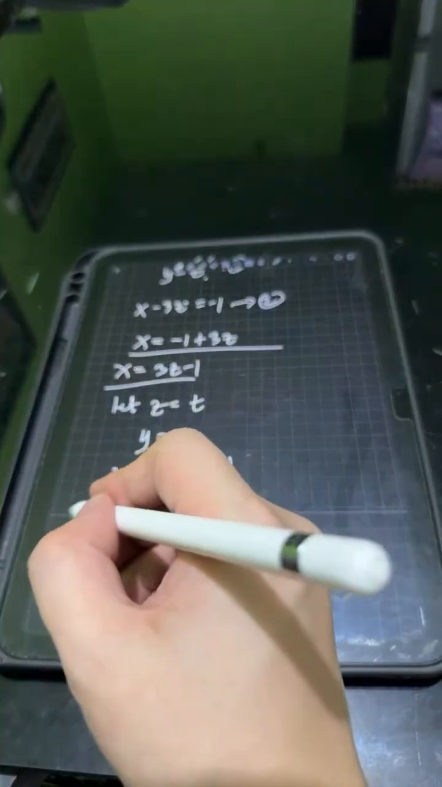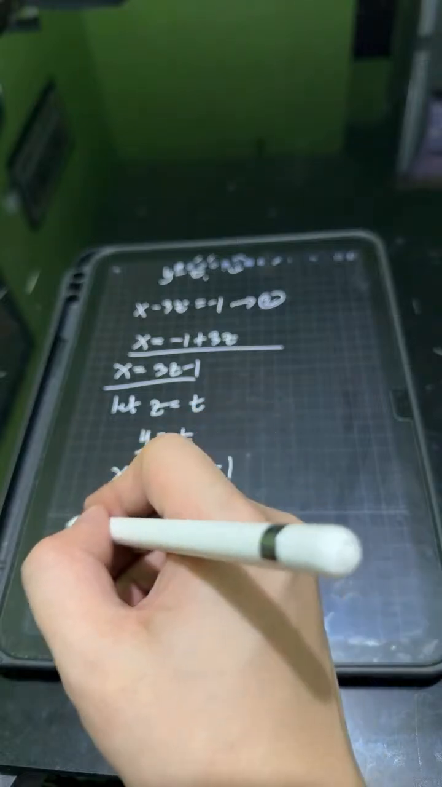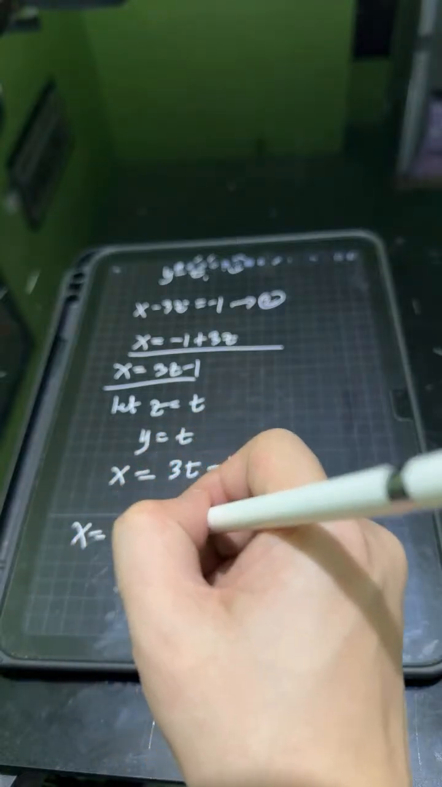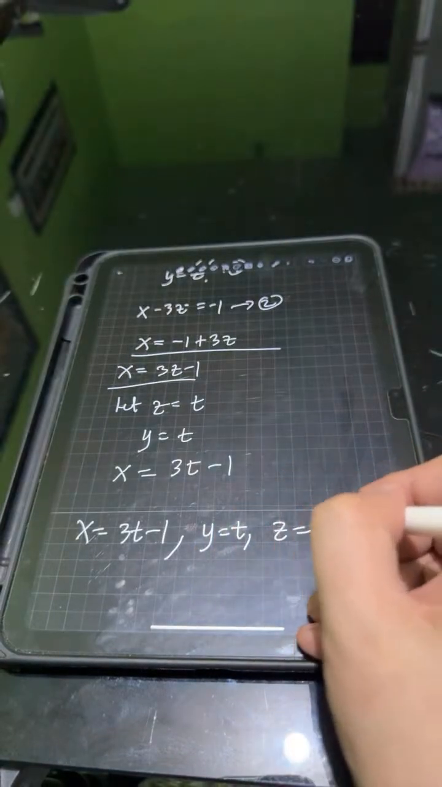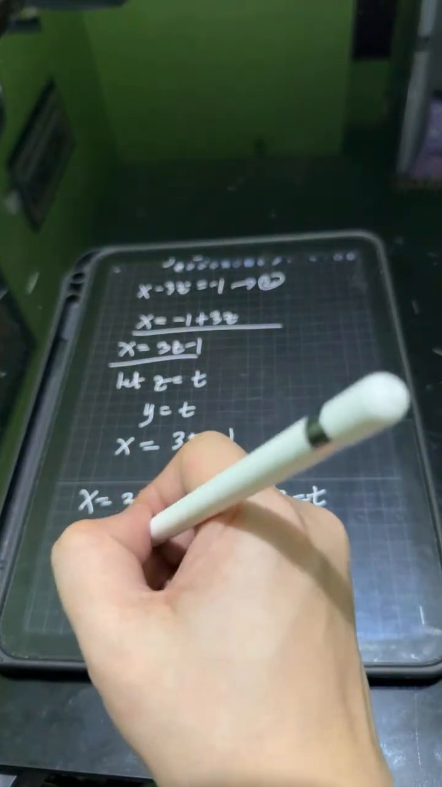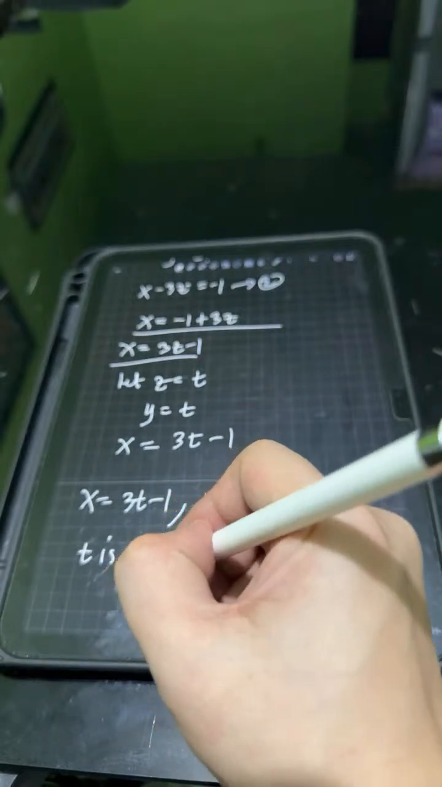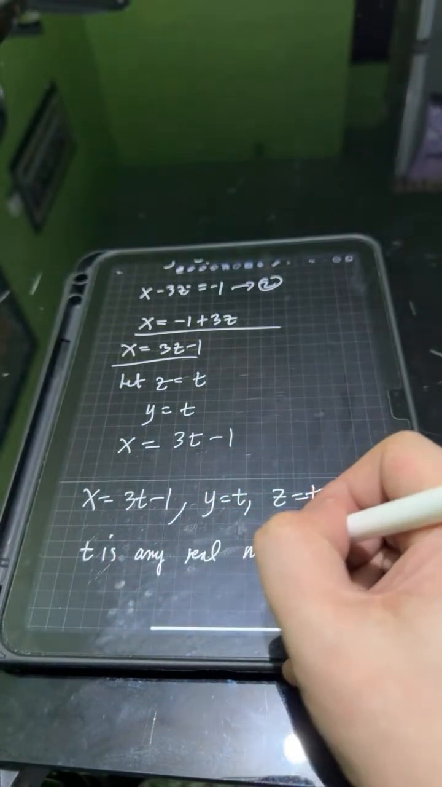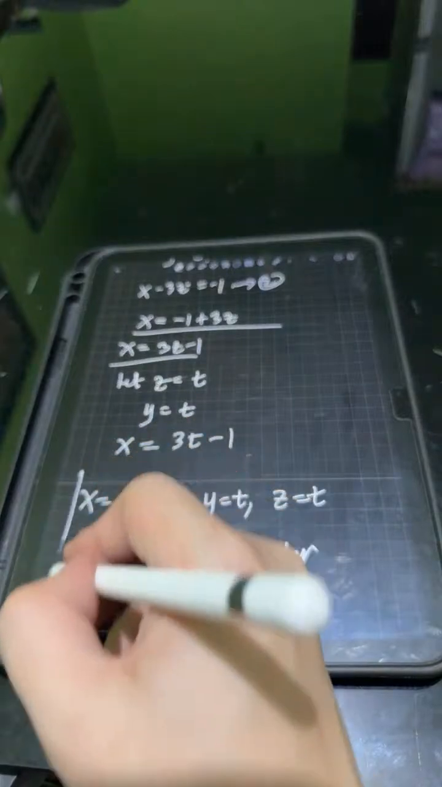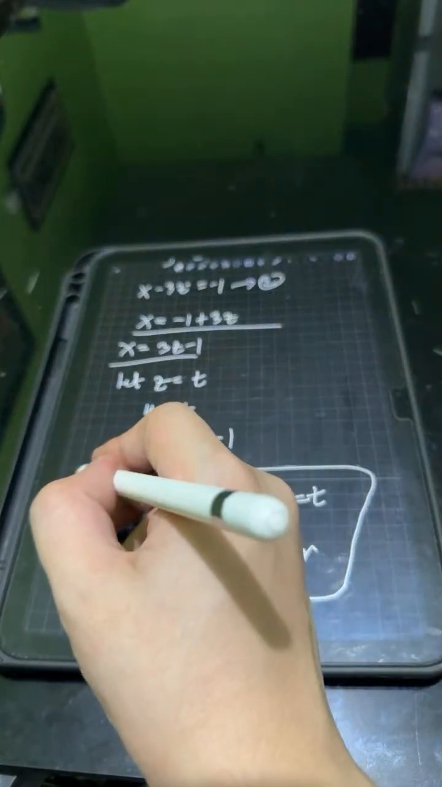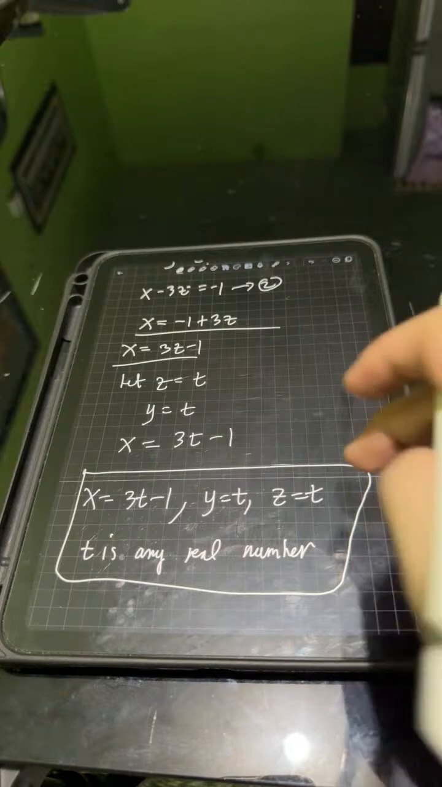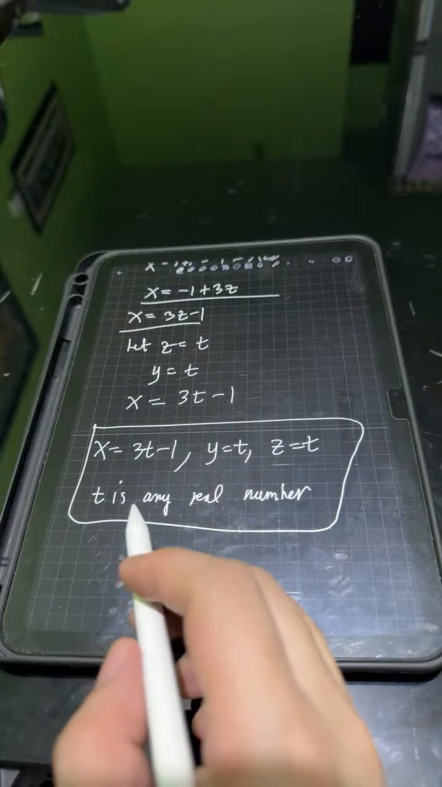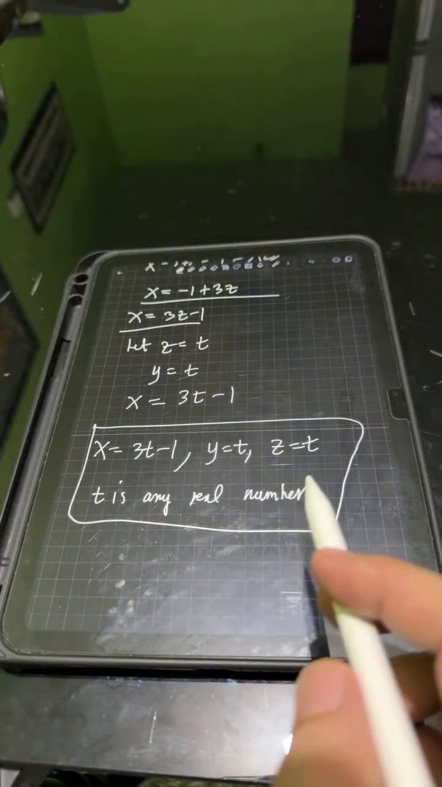So this is the parametric solution set. x is equal to 3t minus 1, y is equal to t, and z is equal to t, where t is any real number. Okay, so that's why the solution set has infinitely many values, if you assign any real number value to t.